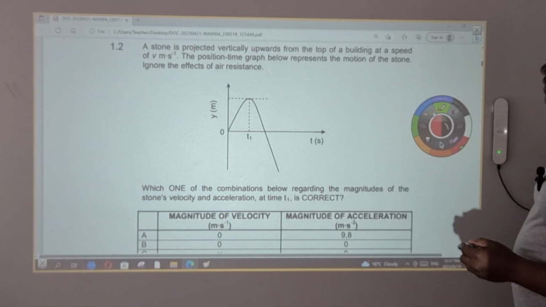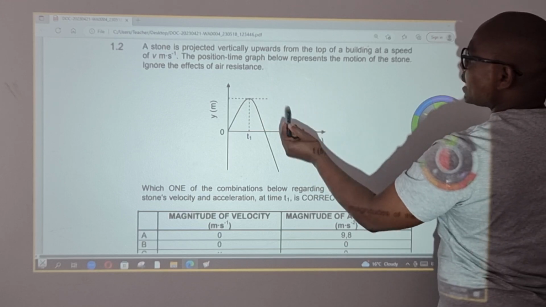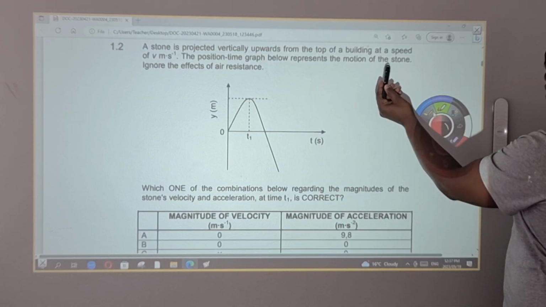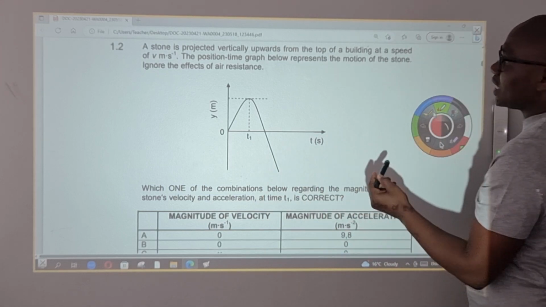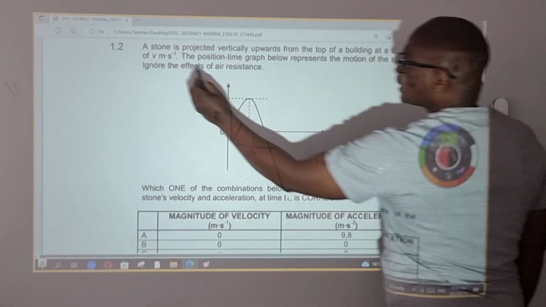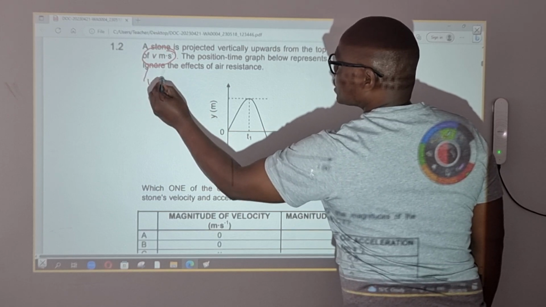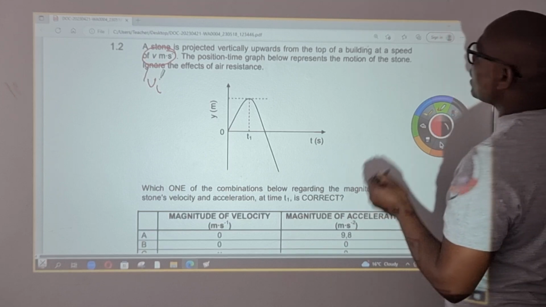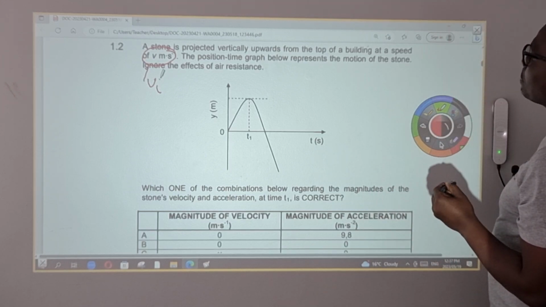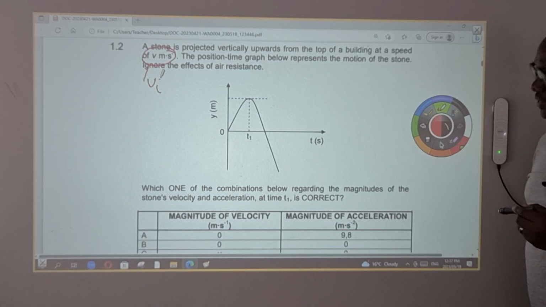Now here, a statement reads: a stone is projected vertically upward from the top of a building at a speed of v meters per second. We should note that this v is simply the initial velocity of the stone that is being projected upward. The position-time graph below represents the motion of the stone. Ignore the effects of resistance.